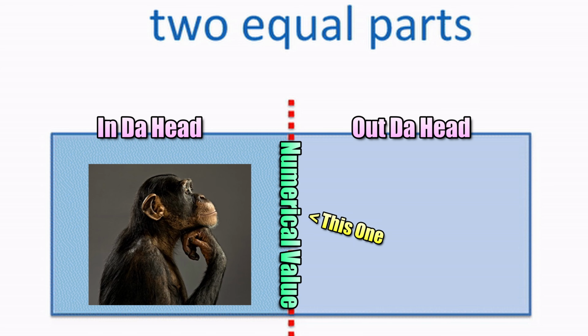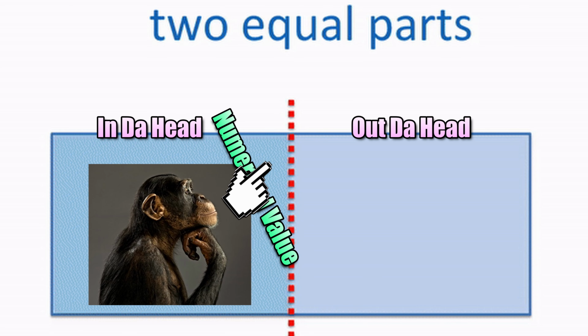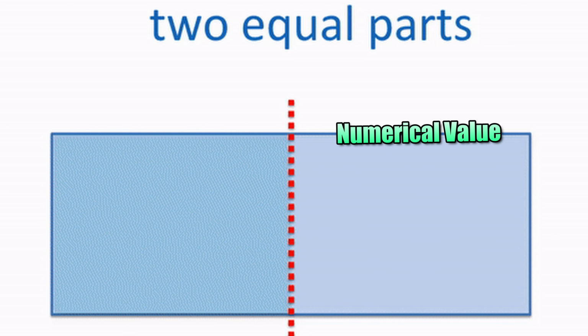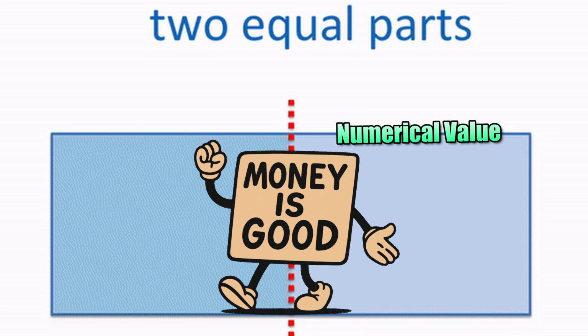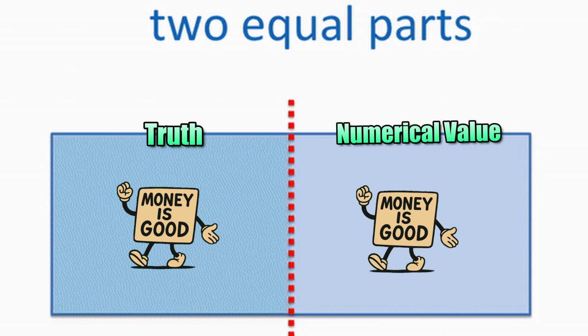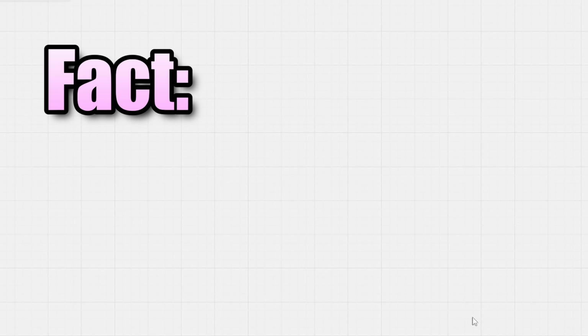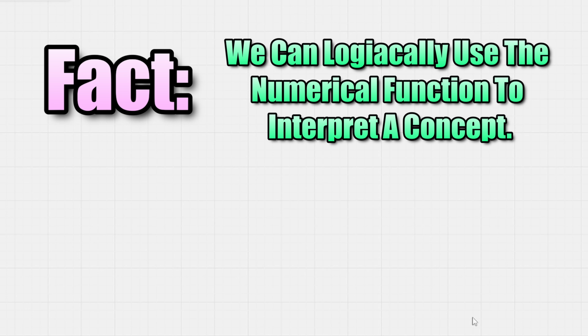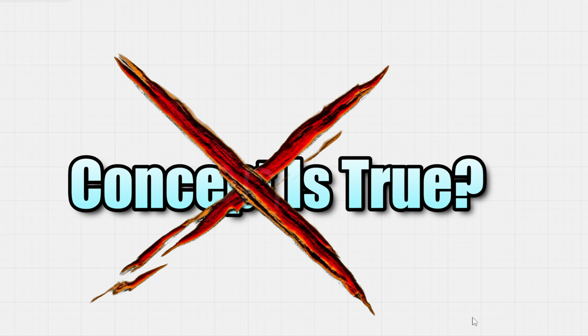But since we've taken it and we've projected it out, and we somehow managed to convince ourselves that just because the concept can be backed up with numerical value, that somehow the concept is true. But the fact that we can logically use the numerical function to interpret a concept doesn't mean it's true.